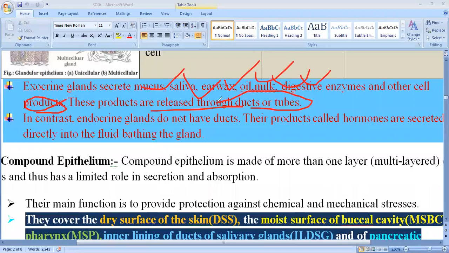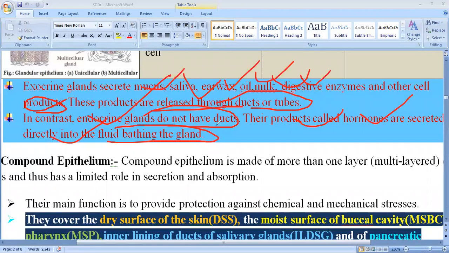I had already told you, exocrine is also known as the ducted gland. In contrast, that is the endocrine gland. Endocrine glands do not have ducts, and their products are called hormones. They are directly released into the blood and the fluid bathing the glands.